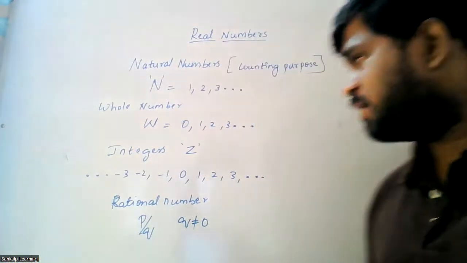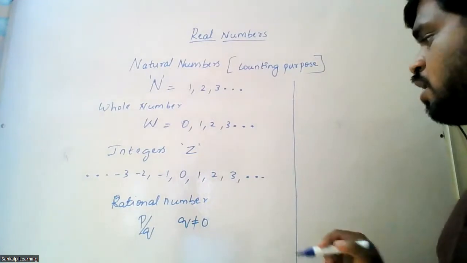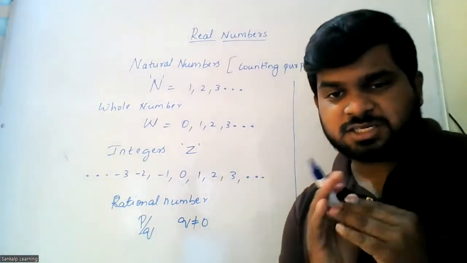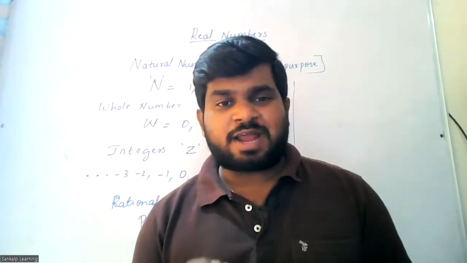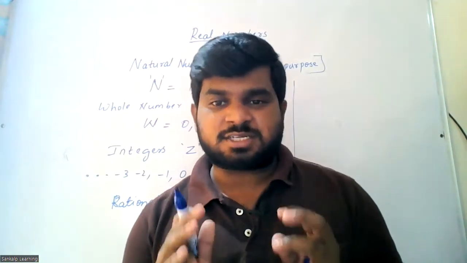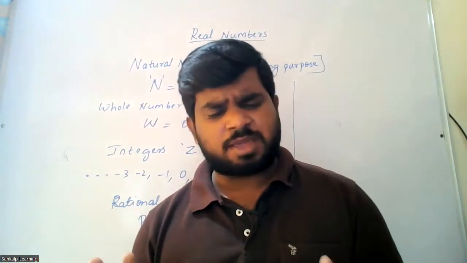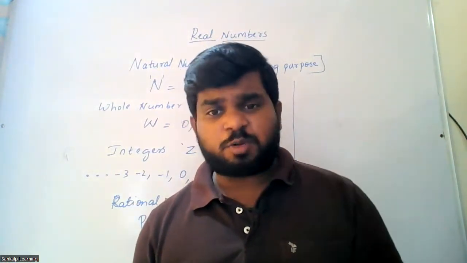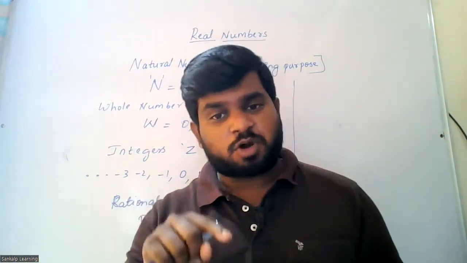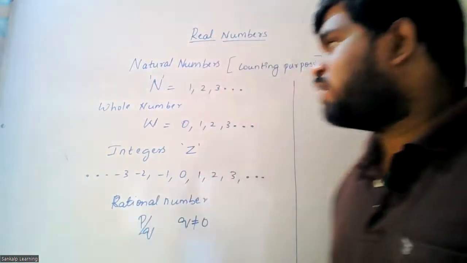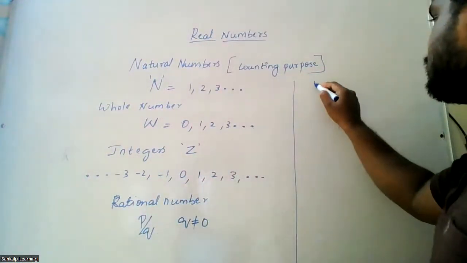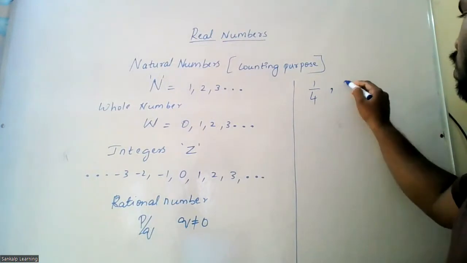Let's understand with some examples. Let's take some positive rational numbers. These positive rational numbers are actually called fractions. What is the difference between a fraction and a rational number? Both are almost the same. Fractions are only positive, but rational numbers can be positive and negative. So let's take some rational numbers like this. In fact, these are also called fractions.